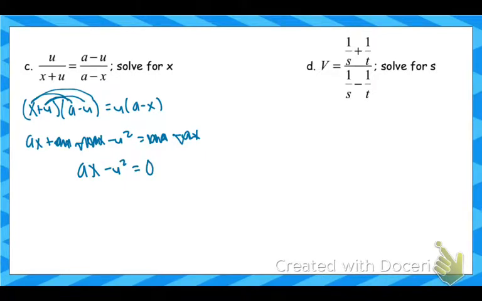So now all we've got to do is get x by itself. We'll add u squared to the other side. And I'm done.